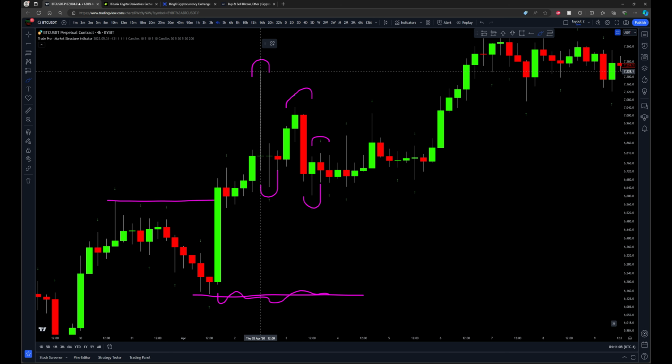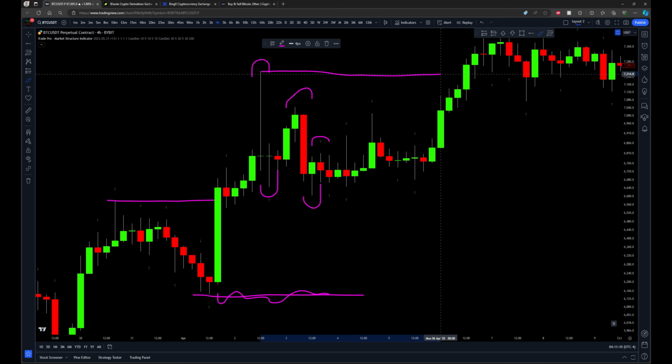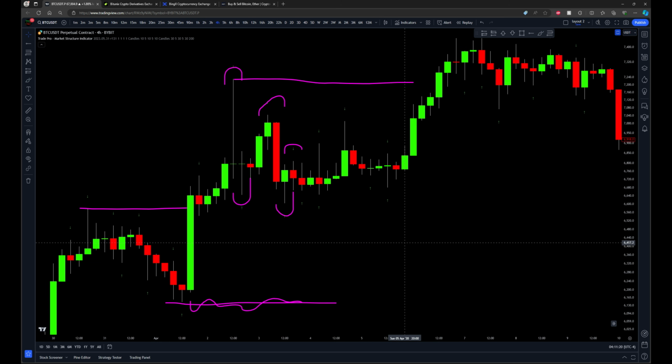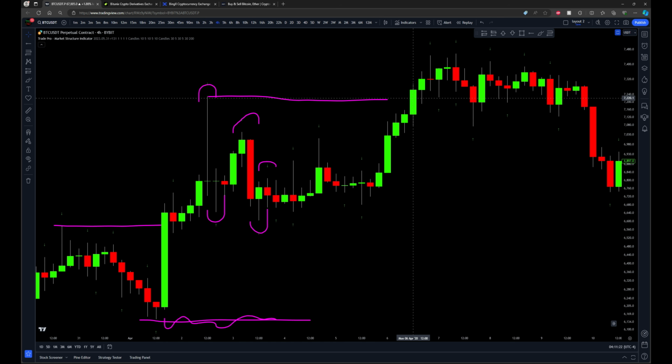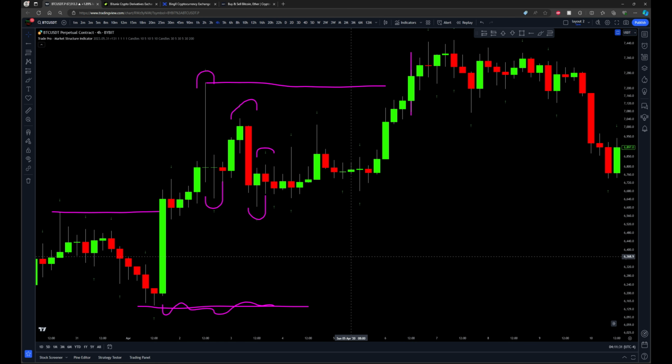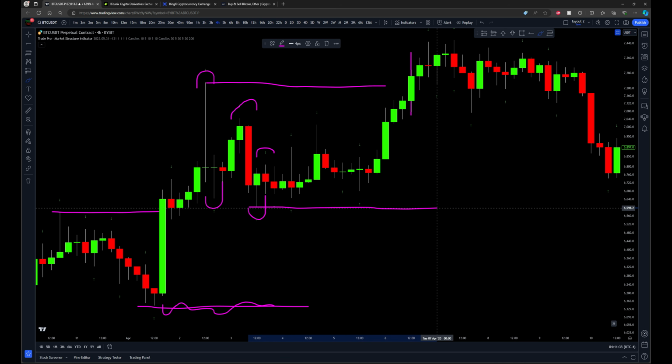So here's our high right here before our little complex pullback with the consecutive swing highs and swing lows all in one pullback. So that's our new high there. So we need to see that broken before we actually change where our low of market structure is. And that happens on this candle right here. So this candle breaks that high on close. And that is when we update our new market structure low, which is right here.